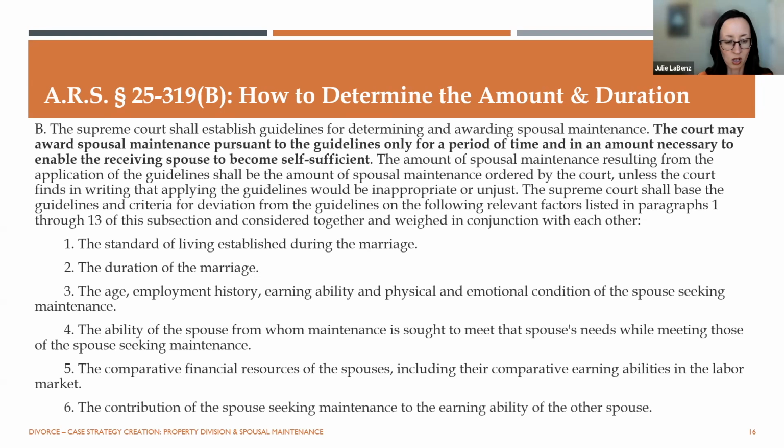Number 6, the contribution of the spouse seeking maintenance to the earning ability of the other spouse. So if you were the stay-at-home wife who supported your husband's medical career, and now he has this huge earning ability and you don't, that's something that the court's going to compare and look at. And how did you contribute to your spouse's earning ability?